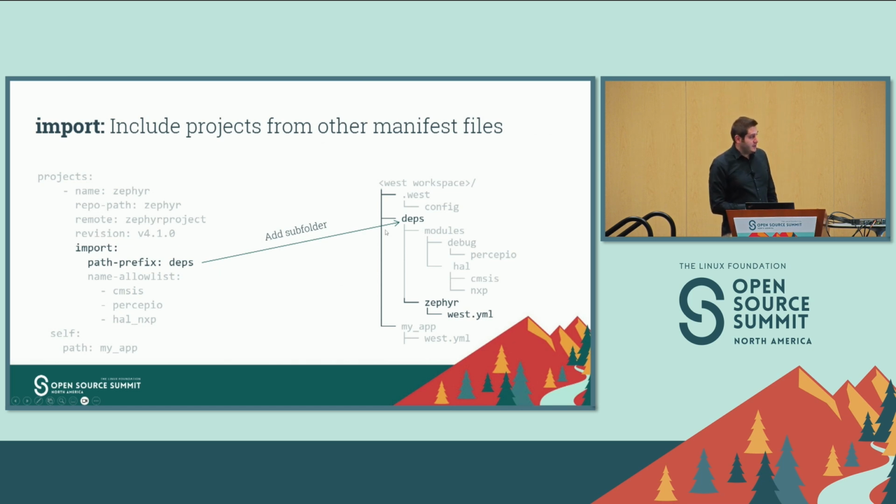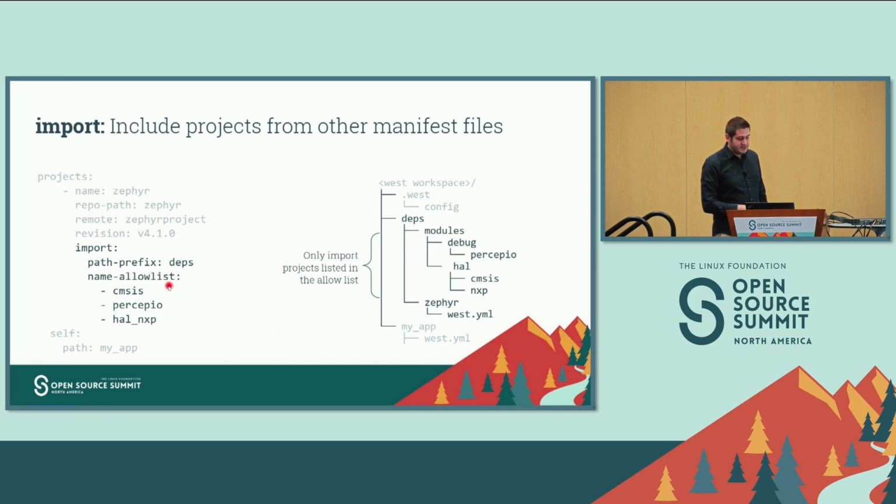And at the end, I can just do an allow list, which basically means do not get everything because, for example, HAL Nordics, I don't want it. I'm using an NXP board. I don't want to get the other modules from other vendors. So you just specify an allow list to get whatever you want.